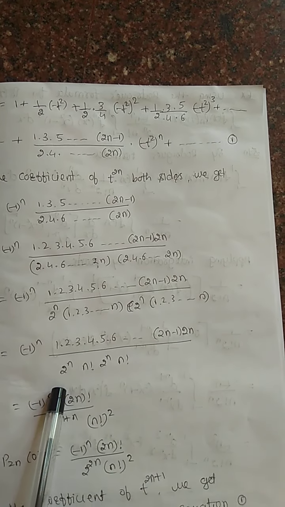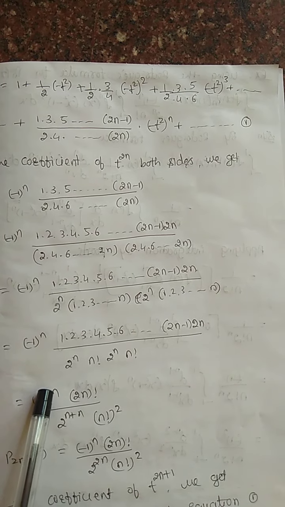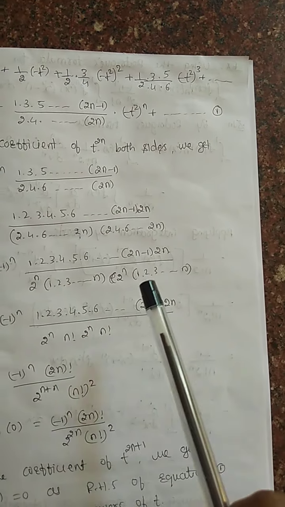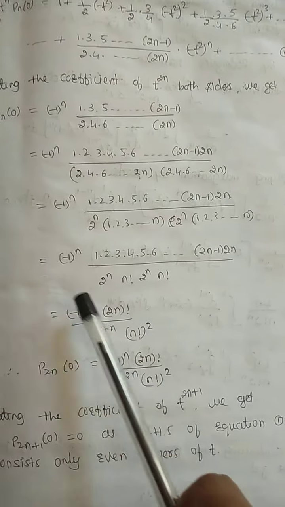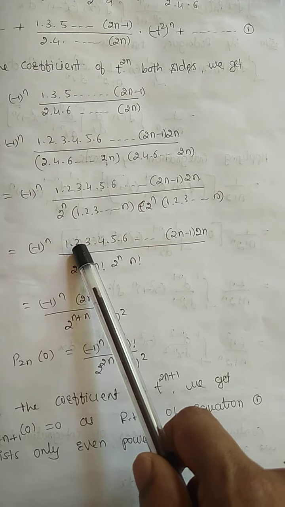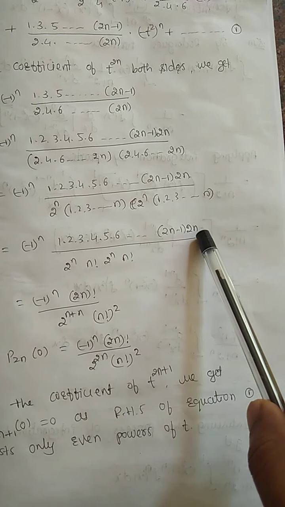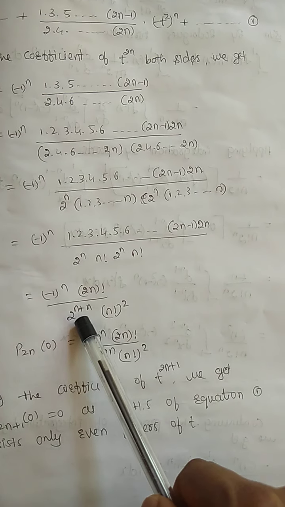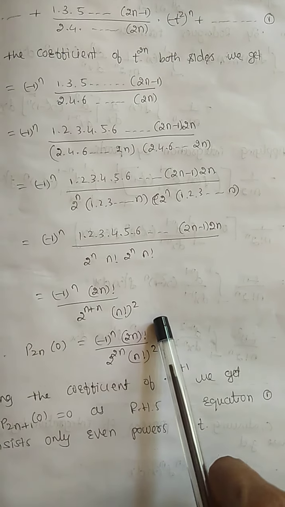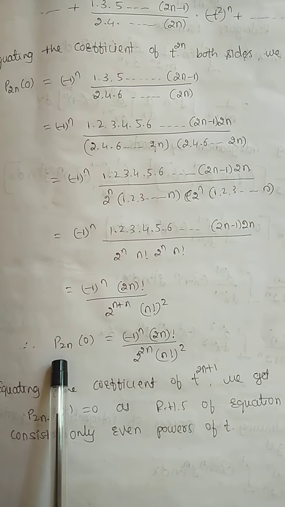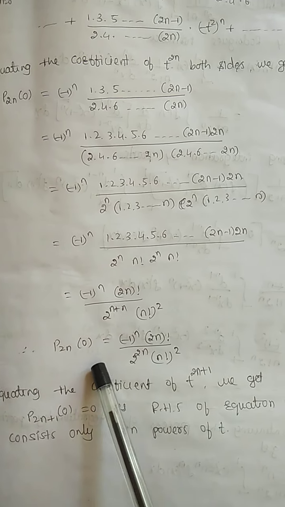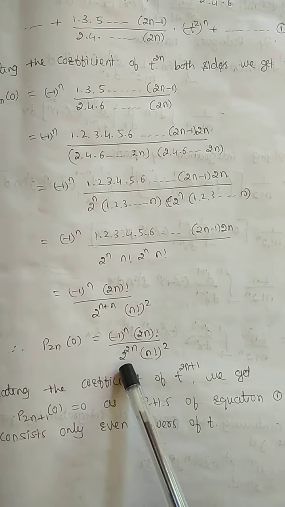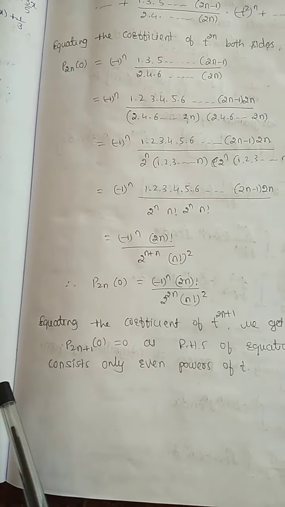2 power n, 2 power n. 1, 2, 3 and so on n is n factorial. So, (minus 1) power n, 1, 2, 3, 4, 5, 6 and so on 2n, that is 2n factorial, divided by 2 power n into 2 power n, which is 2 power n plus n, into n factorial square. Therefore, P2n of 0 equals (minus 1) power n, 2n factorial divided by 2 power 2n, n factorial square.